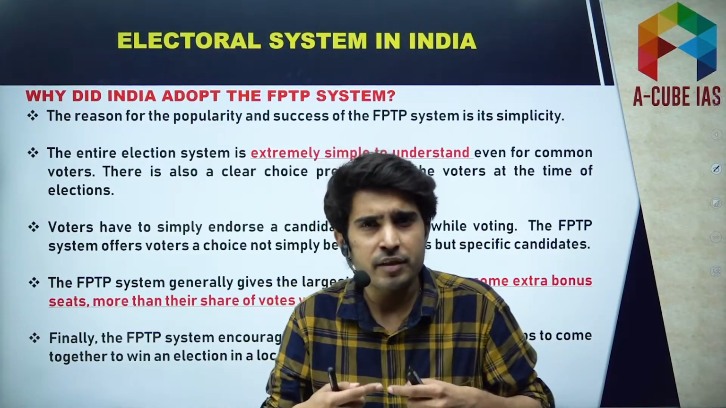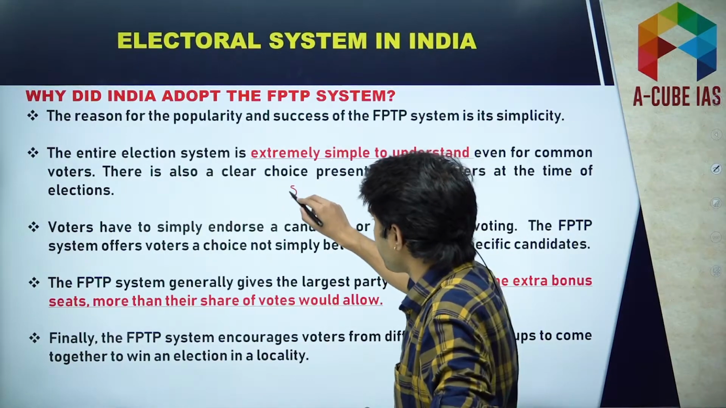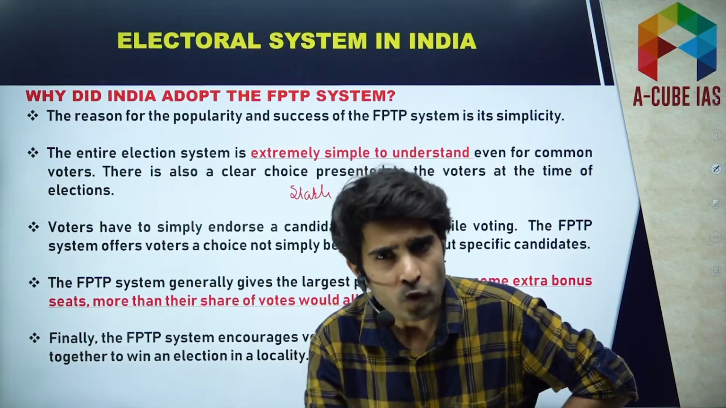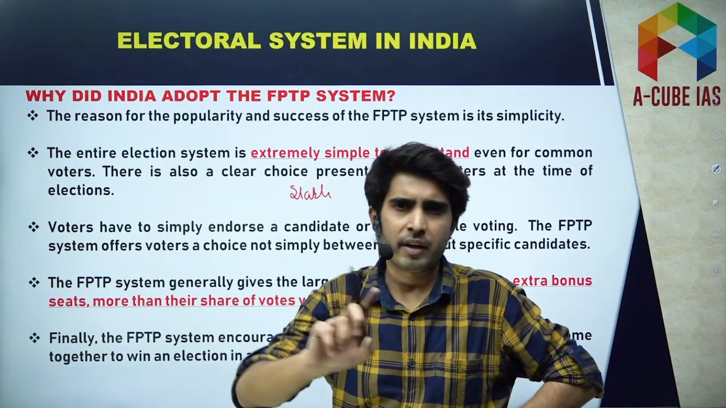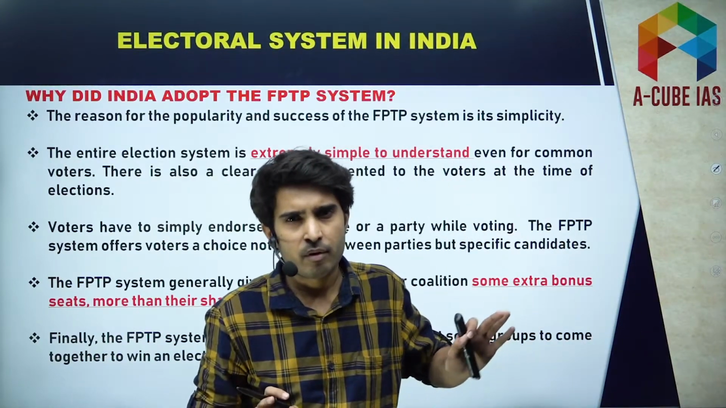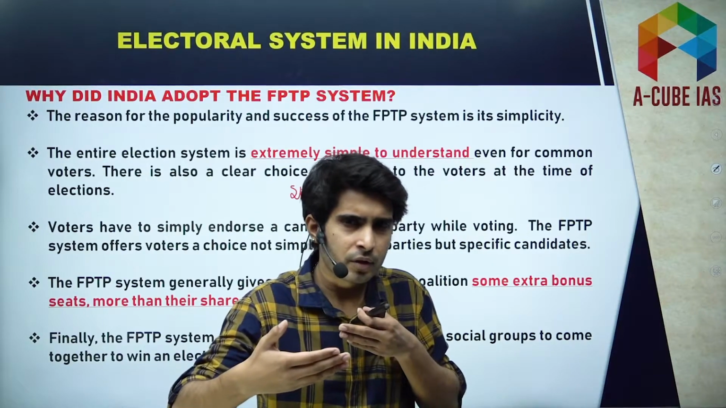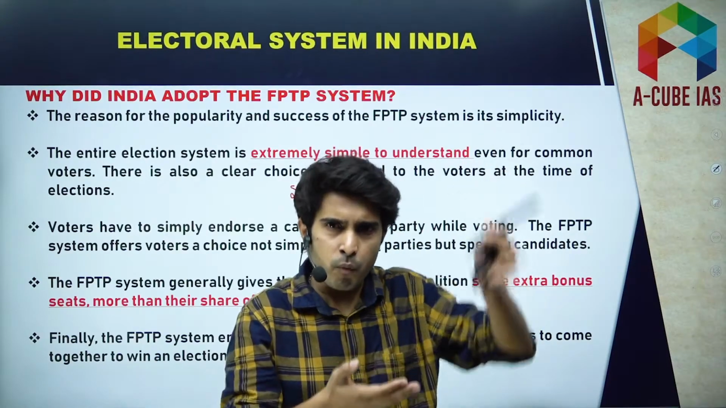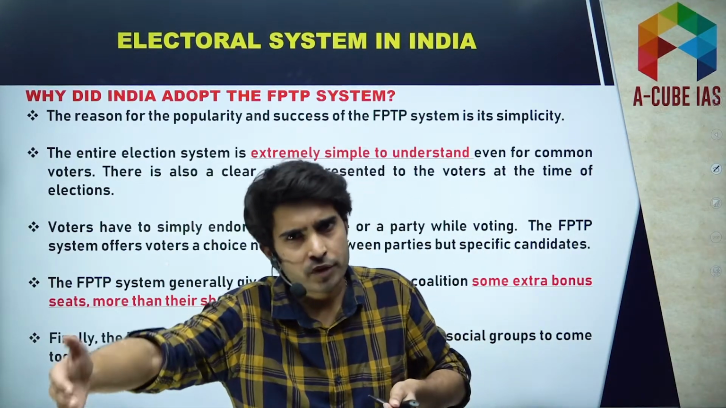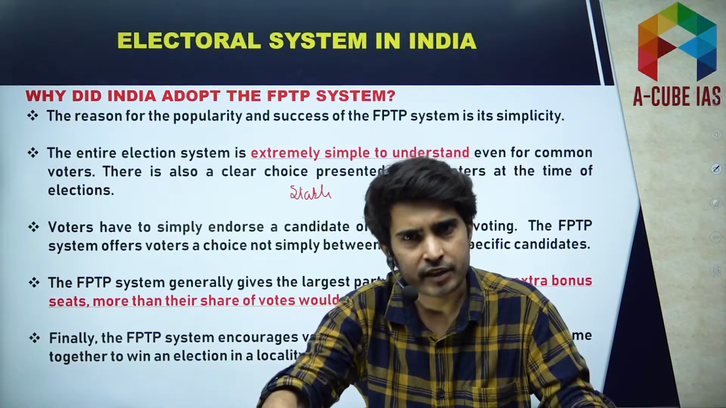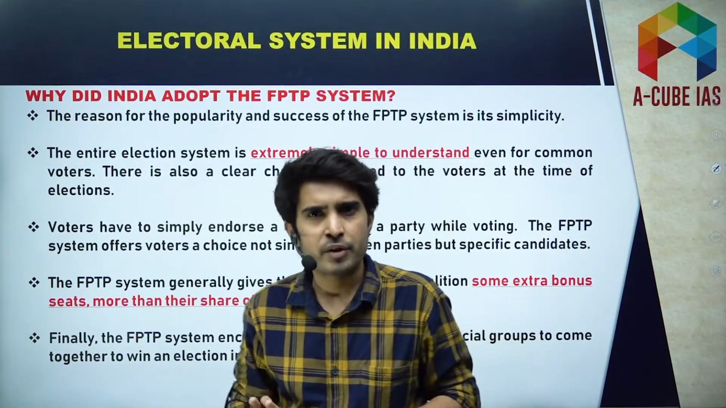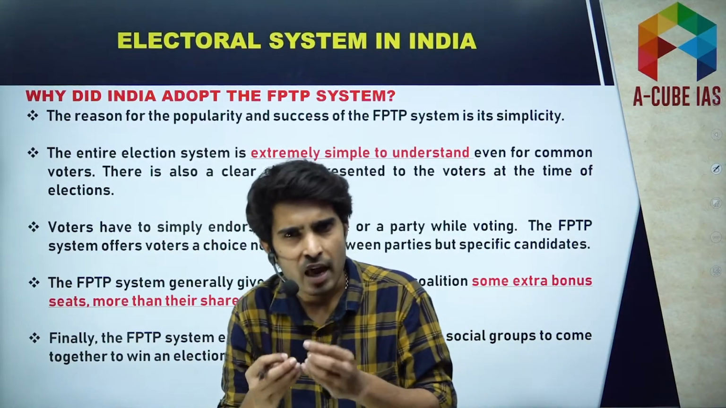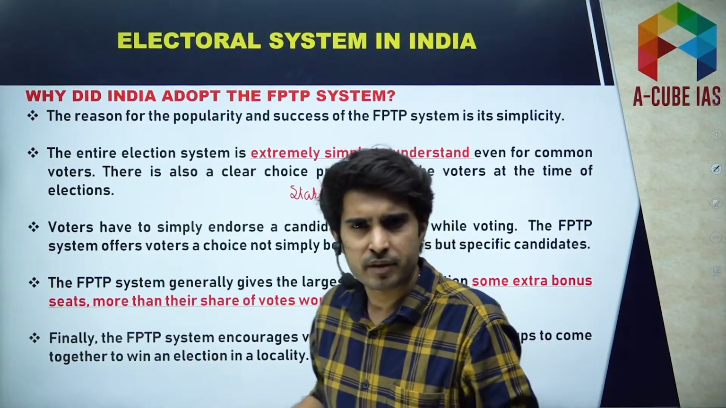Second, under the FPTP system, generally we have a stable government. Why? Because under the FPTP system, the share of seats is greater than the vote share. But it does not happen under the PR system, because the number of seats is decided by the vote share, and the proportion of seats is similar to the vote share. So we might not have a stable government. This is the reason why we went for the FPTP system: we will have a stable government under it.